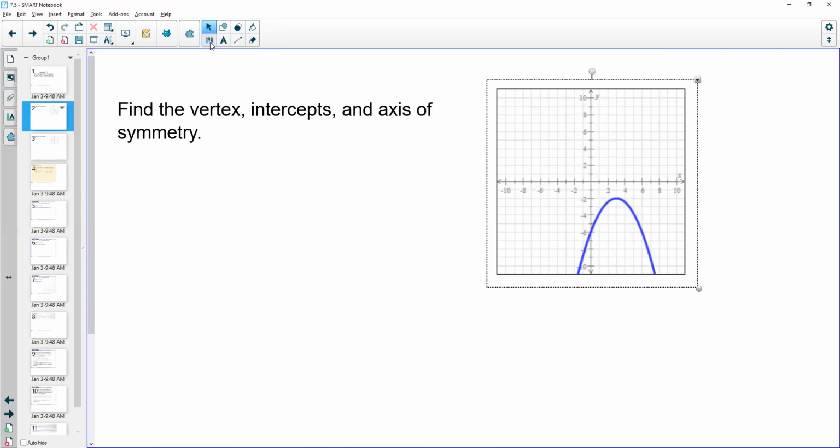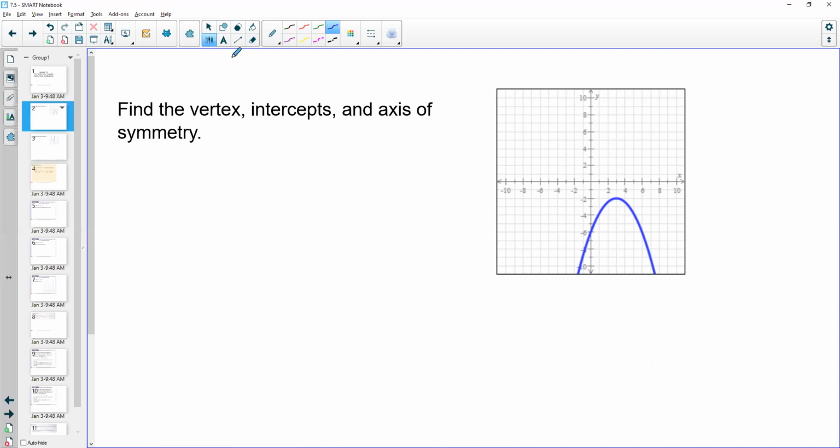So first, what we're gonna talk about is based on a graph, can you find the vertex, the intercepts, and the axis of symmetry? Well, of course you can. So remember that vertex is the point at which your graph turns. So really, you're just looking for the spot where it goes from increasing to decreasing or from decreasing to increasing from left to right. So in this graph over here, the vertex is, let's see, 1, 2, 3, and -2. So that's the vertex. Not so bad.